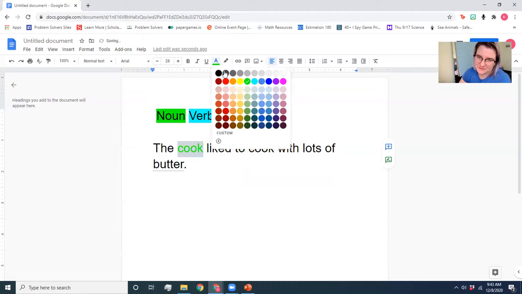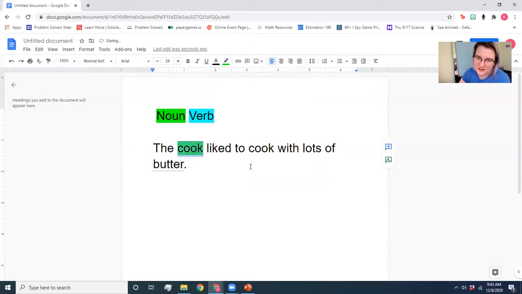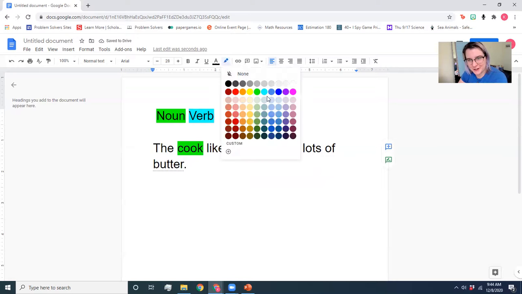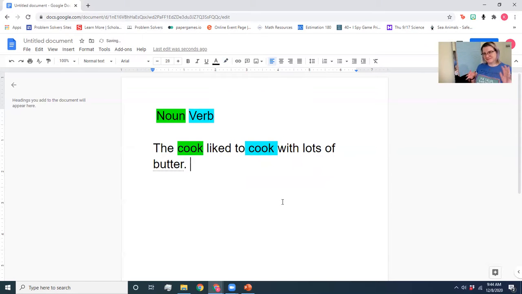Oops. Highlight. The cook liked to verb cook. Here's another example of how the English language uses the same word as a noun or as a verb.